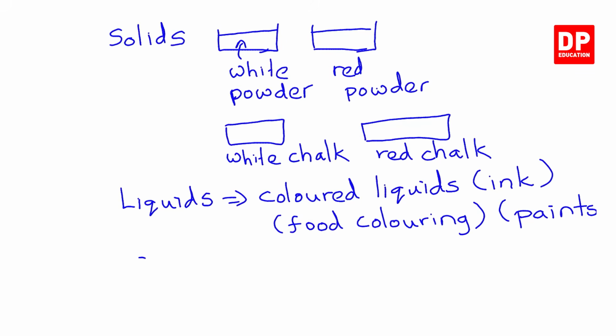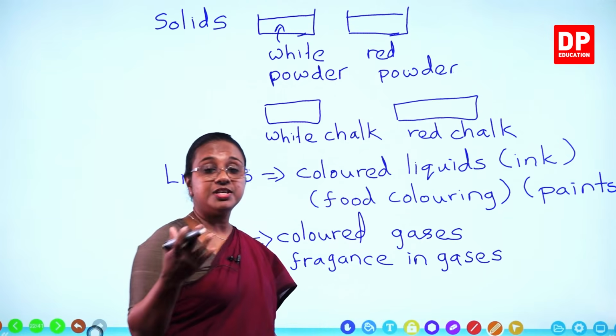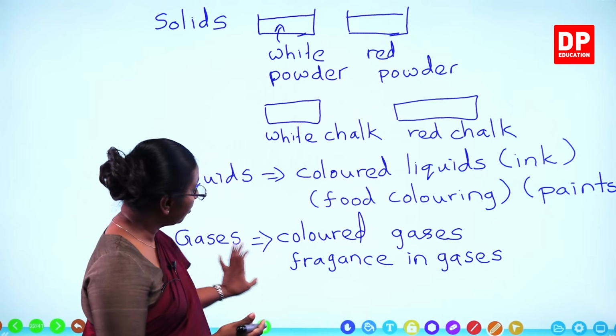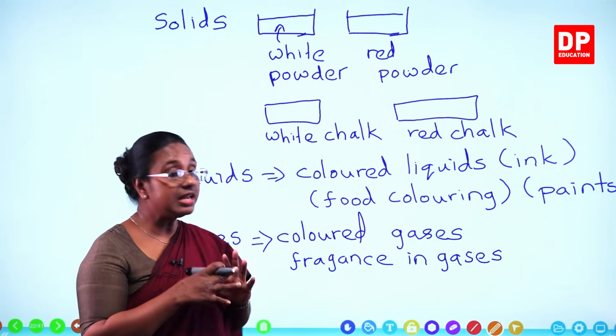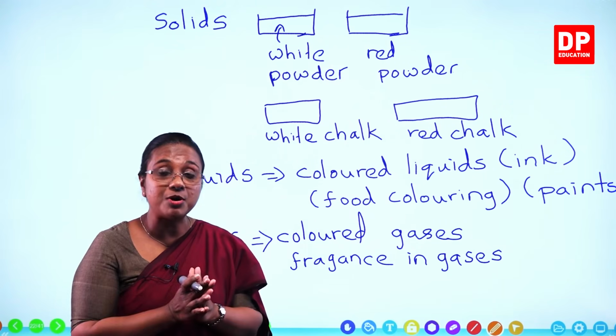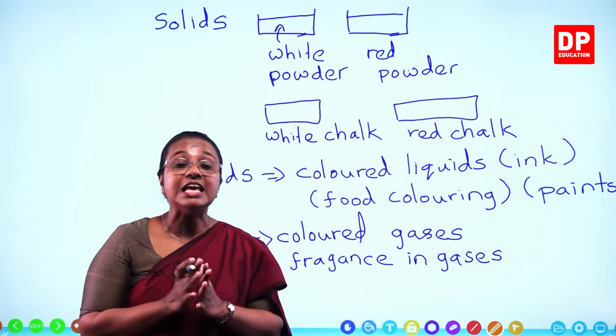Then for gases again, we have looked at colored gases. So when we say gases, colored gases can be used, or fragrance in gases like perfumes, joss sticks, or air fresheners. So all of them have fragrance. So spreading of the fragrance can be demonstrated. By the spreading of the color, you can demonstrate the discontinuous nature. Again, these can be made in very interesting ways.